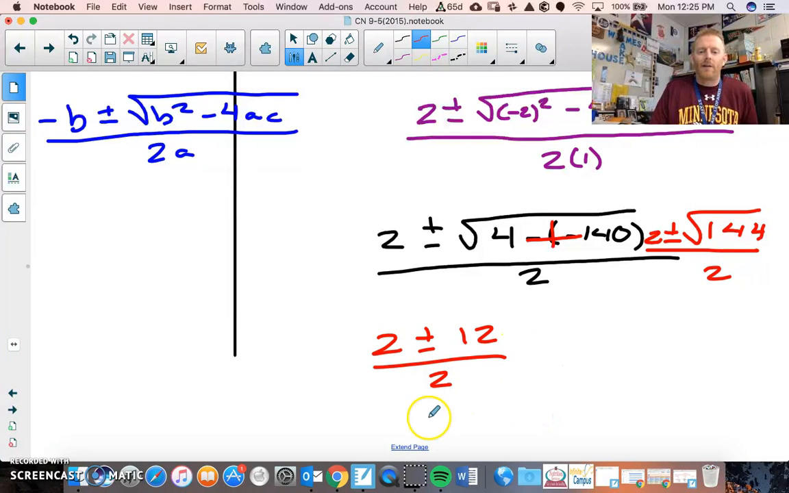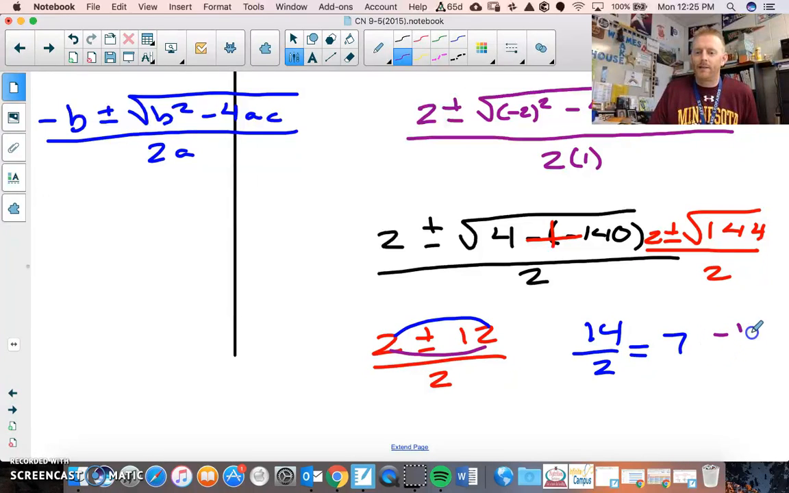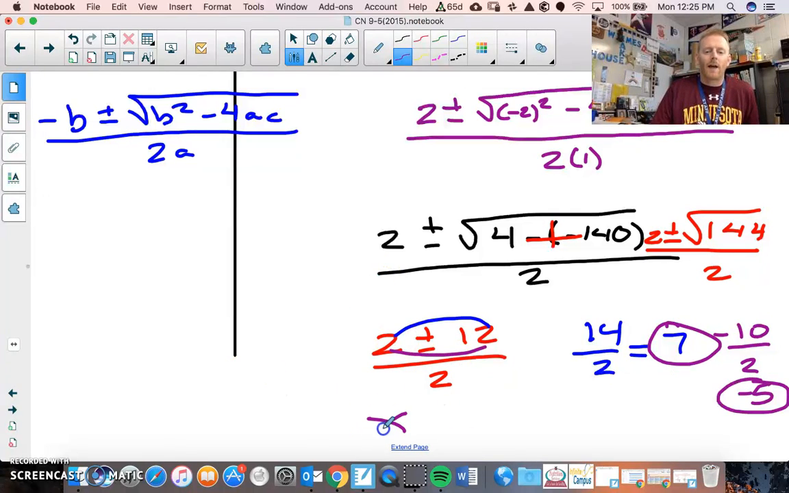So then we have our two situations, 2 plus 12. We're taking the high road of 2 plus 12, and we get 14 over 2, which is equal to 7. Or if we take the low road, 2 minus 12, which gets us to negative 10 over 2, which gets us a final answer of negative 5. So we'd have our two answers of 7 and negative 5. And these are both our x equals.